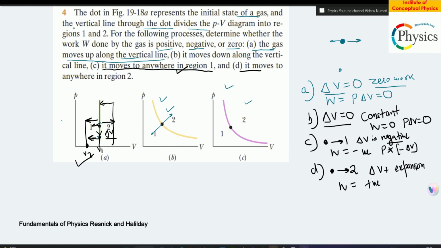The gas is doing the work. If you do work on the gas, it gets compressed, it's negative work. So for situation number 1, now you understand all the 4, right? When is the 0 work done?